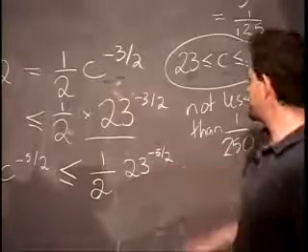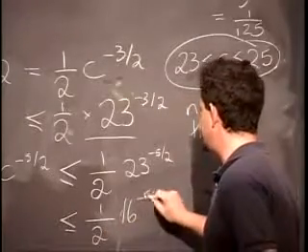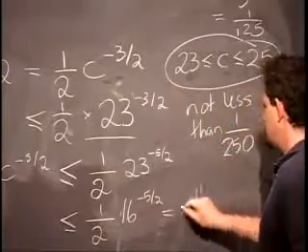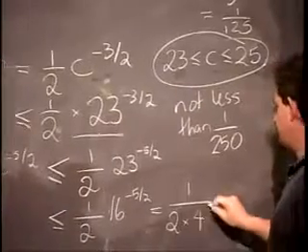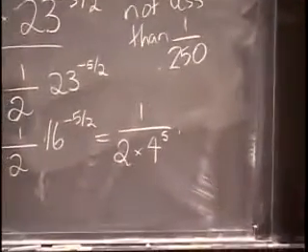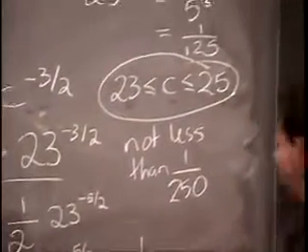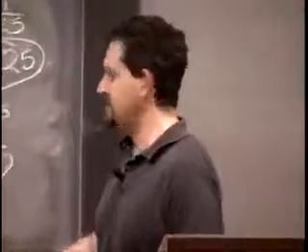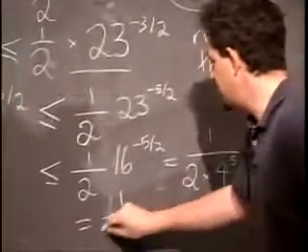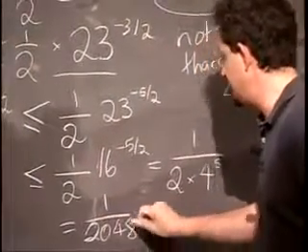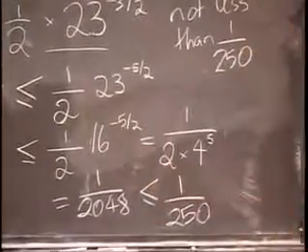16. So I don't know much about this, but I know it's less than or equal to 1/2 times 16 to the minus 5 halves, which is, the square root of 16 is 4. So that's 1 over 2 times 4 to the 5. And you don't need to know too much about that. 4 to the 5 is the same as 2 to the 10. So it happens to be 1024. So this is 1 over 2048. It's really not important what it is, as long as it's less than 1 over 250, which it is.